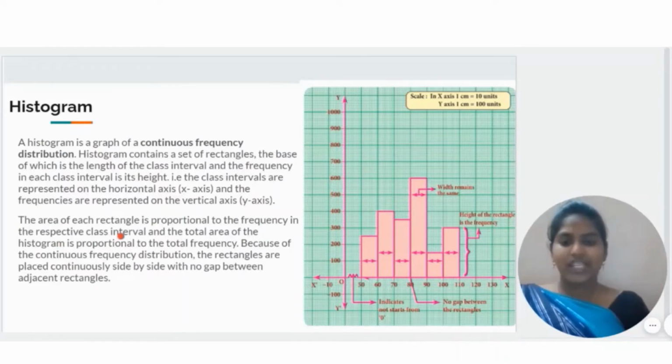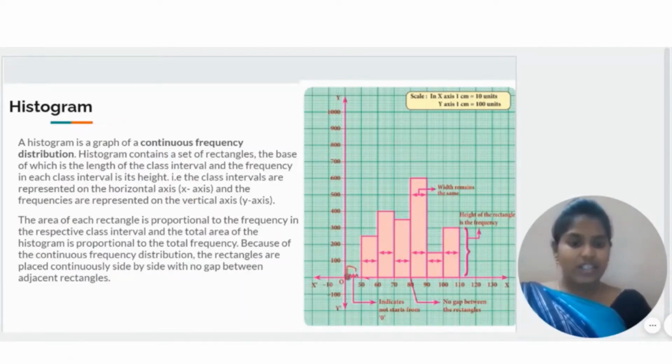The area of each rectangle is proportional to the frequency in the respective class interval, and the total area of a histogram is proportional to the total frequency. Because of the continuous frequency distribution, the rectangles are placed continuously side by side with no gap between adjacent rectangles. That's what is known as a histogram.